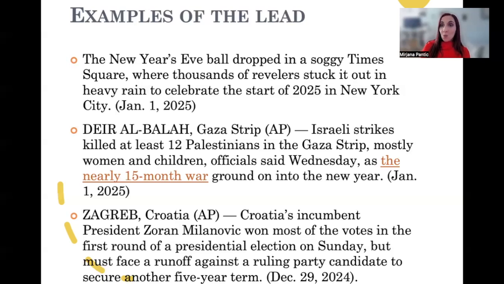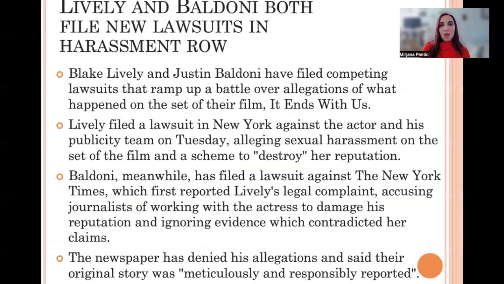Then what you would expect in the second paragraph of the story is an explanation of the presidential election process in Croatia, also who is another person that he's going to compete with in the runoff, and so on. So you just basically have other important details of this story.